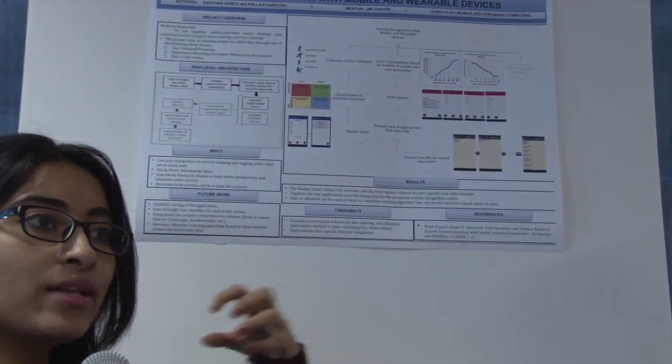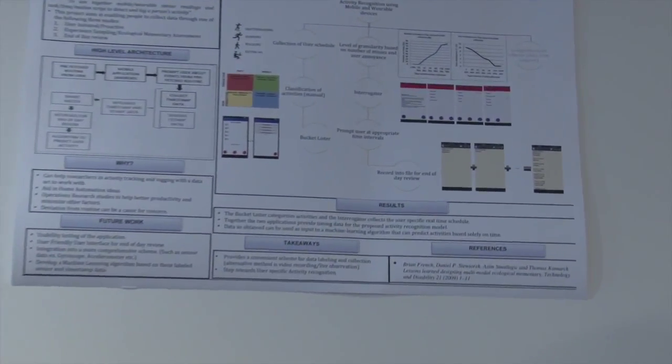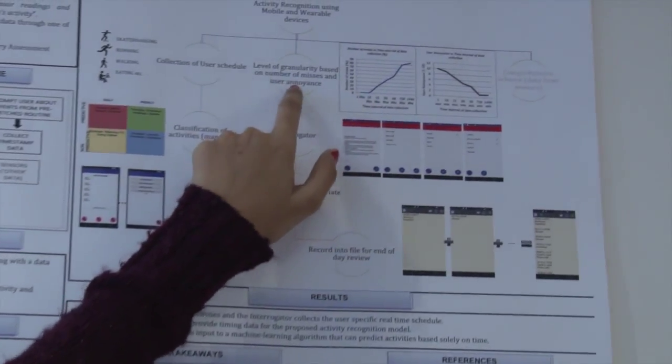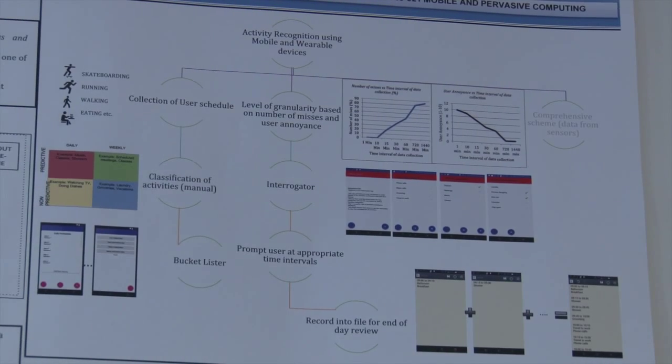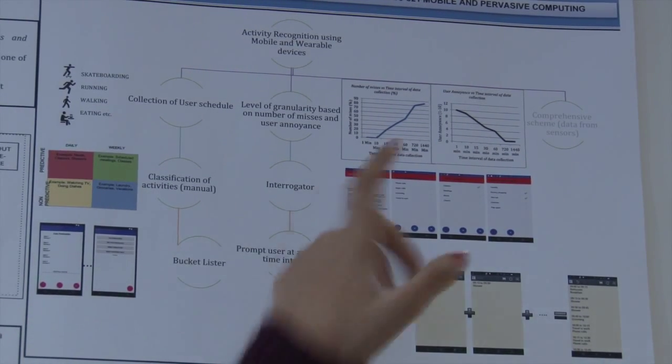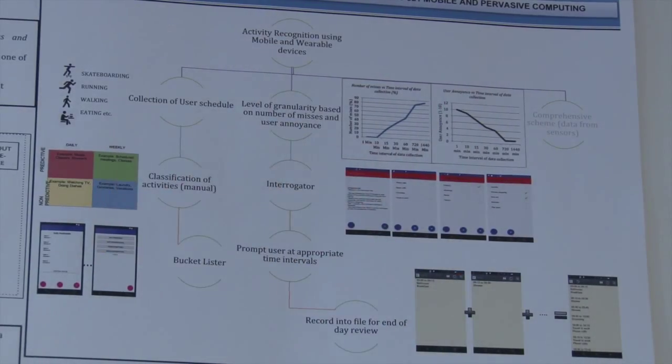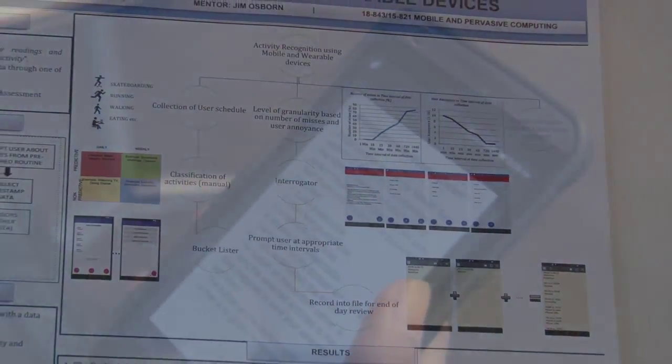So we have a second app called the Interrogator, which basically interrogates you, say, every 15 minutes of the day to figure out what you're doing through the day. How do we get 15 minutes? We had to choose 15 minutes out of a trade-off between how many activities we would miss through the day and the annoyance of the user at being asked to look at the phone and enter data at, say, every minute. Based on a few graphs, we decided that 15 minutes was the ideal time interval.